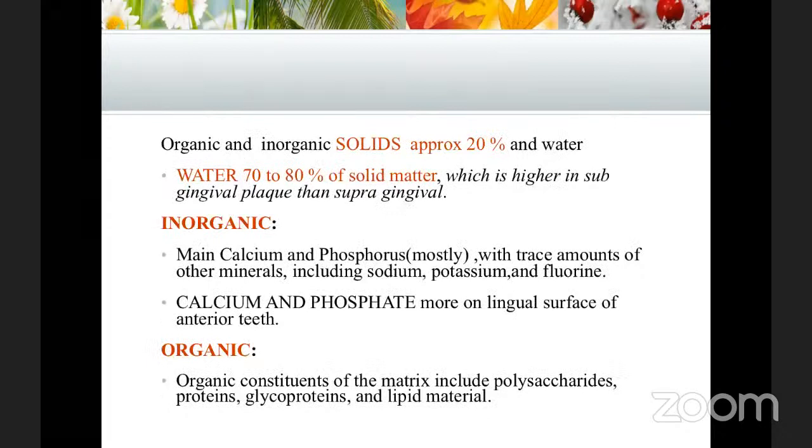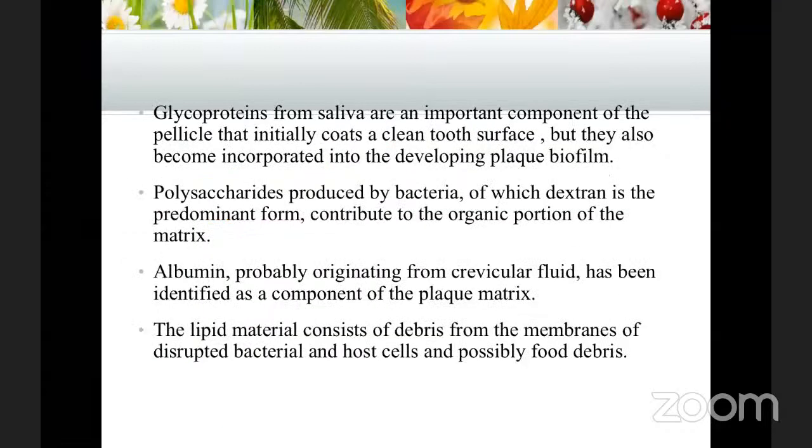These are the inorganic contents, organic contents. Glycoproteins in the formation of the pellicle. So the first stage of biofilm formation is the formation of pellicle. All surfaces of the oral cavity, including hard and soft tissues, are coated with organic material known as acquired pellicle. And we know that more than 180 peptides are present, including different types of glycoproteins, keratins, mucins, proline-rich proteins, statherins, etc.